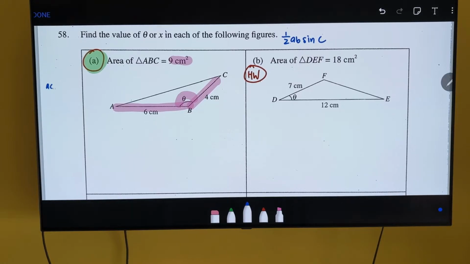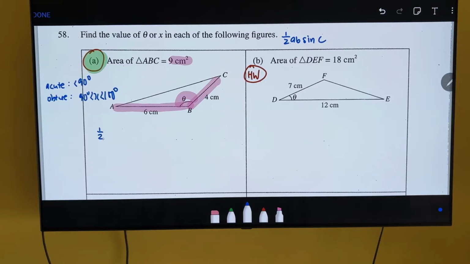When it is acute, it is less than 90 degrees. When it is obtuse, it will be between 90 degrees and 180 degrees. So in the case of the first question, you realize that theta is actually obtuse. Let's use the formula anyway.